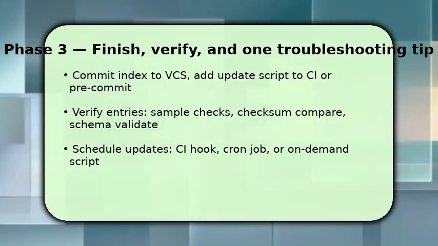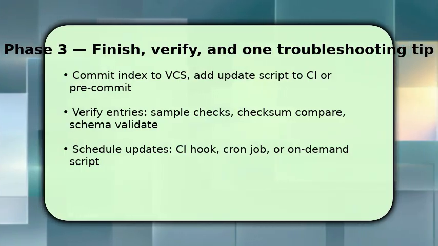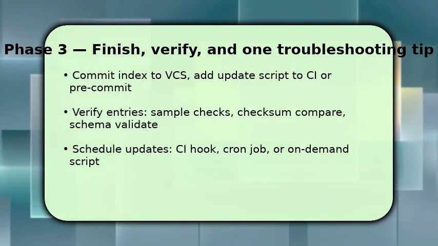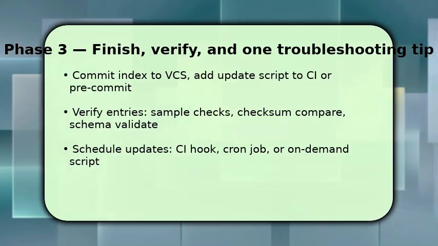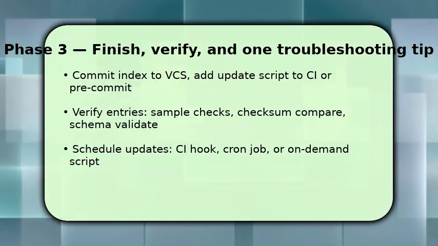Sample checks against actual files, optional checksum comparisons, and schema validation. If discrepancies appear, rerun the indexer and inspect ignored patterns. Troubleshoot by checking permission errors and path mismatches. Those cause most failures. Adjust your script.